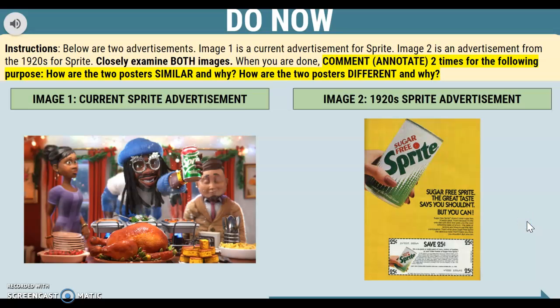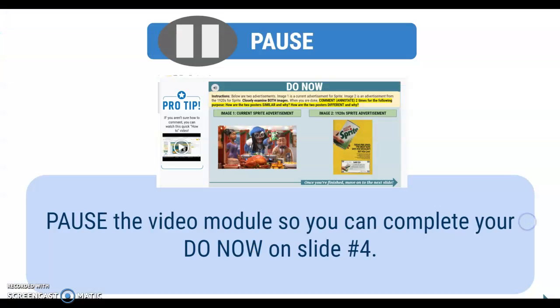We're going to start with our do now. Here you have two different advertisements. Your task is going to be to comment or annotate 2 times for the following purpose. How are the 2 posters similar and why? How are the 2 posters different and why? Go ahead and pause the video module here so you can complete your do now on slide 4.